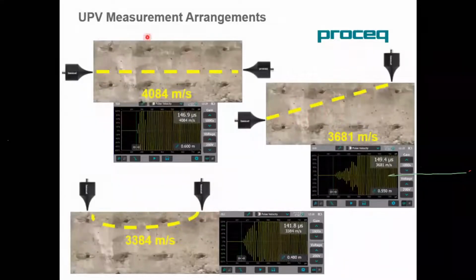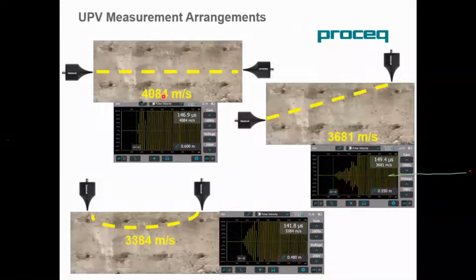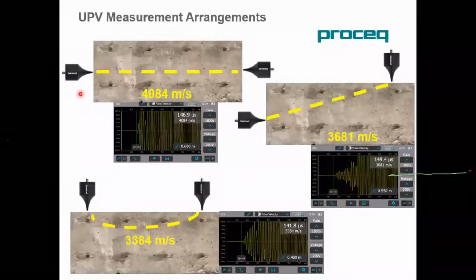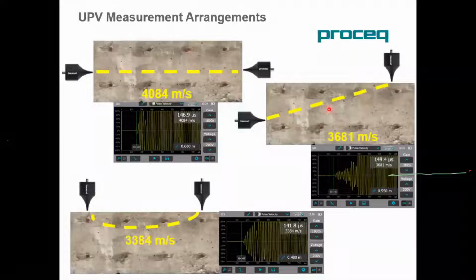You can see here a single block with a 0.6 meter length. I'm using an exponential transducer here so that I can get a more accurate pulse length. When I do a direct measurement, I get about 4,084 meters per second. Now on the same block, I do a semi-direct and I'm getting 3,681 meters per second. So that's about a 10% drop in velocity as compared to direct measurement on exactly the same concrete.